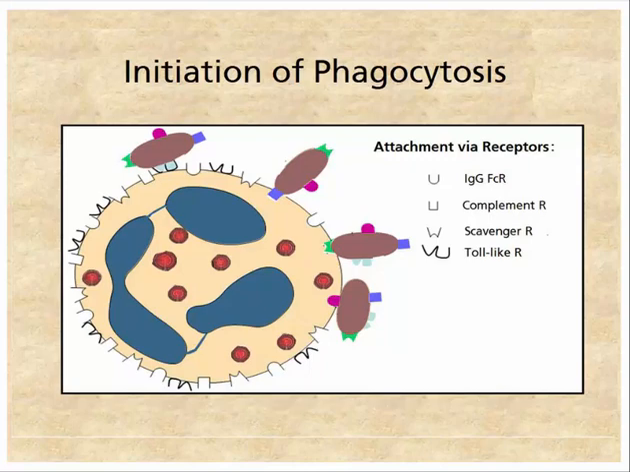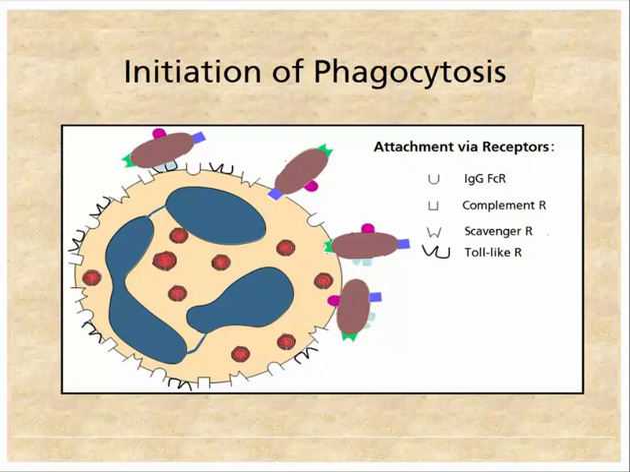Scavenger receptor is a receptor that recognizes a lot of different polyanionic molecules. So they have to be polyanions to bind to that receptor. Macrophages and PMNs have this receptor. Bacteria have a lot of polyanionic molecules on their surface. They can bind to that receptor and initiate the phagocytosis process.